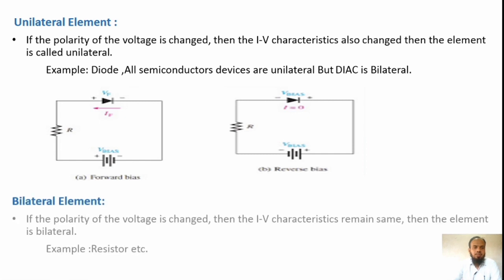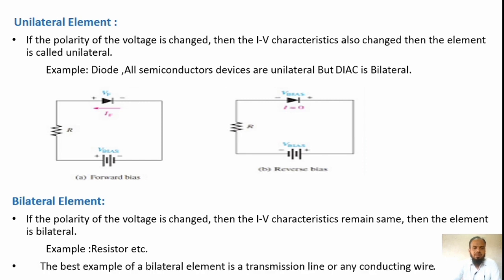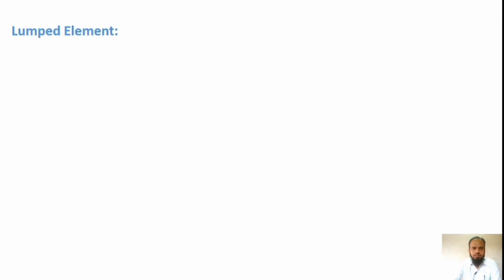Then bilateral element. If the polarity of the voltage is changed and the IV characteristics remain the same, then the element is called a bilateral element. For example, resistor. The best example of a bilateral element is a transmission line or any conducting wire.